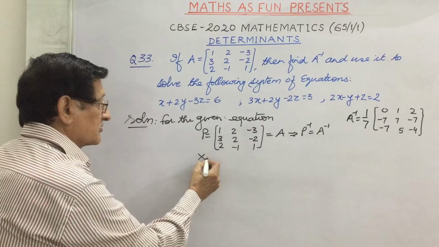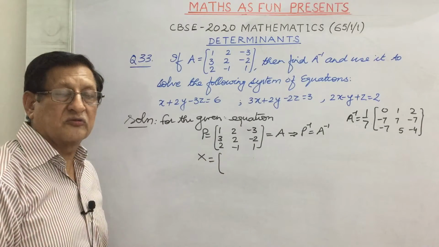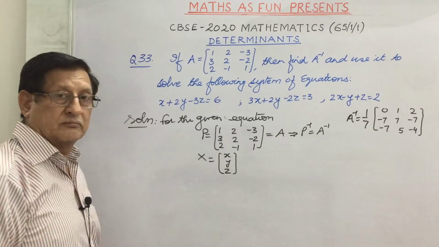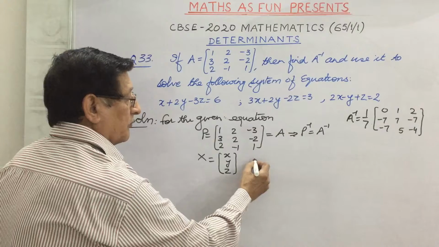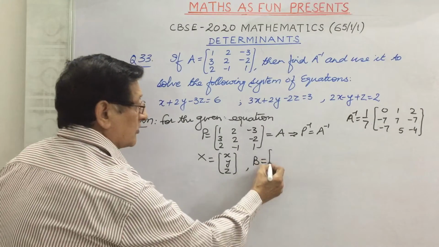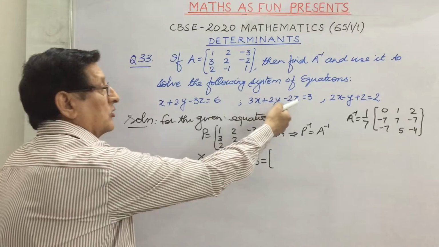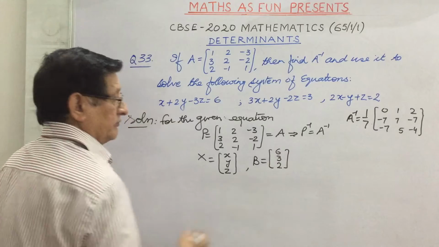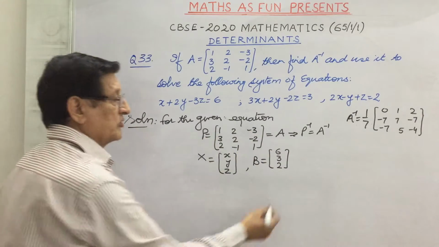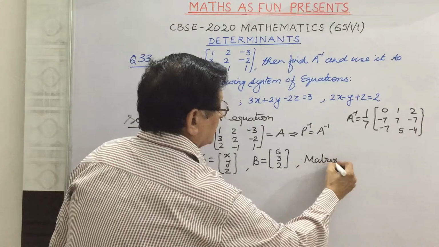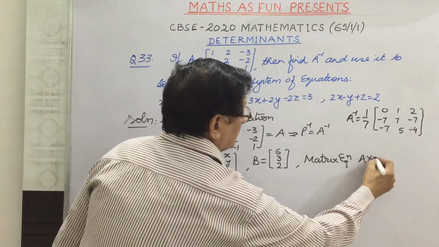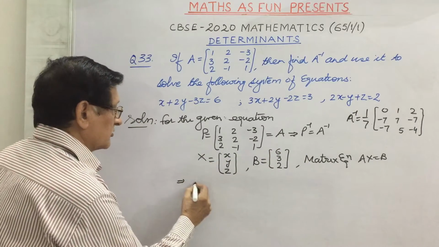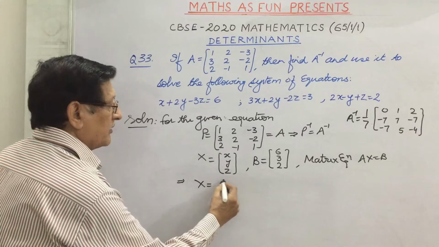Now we go for X. We know X is the column matrix of all the variables, and they are X, Y and Z here. Then we go for B. B is also a column matrix for all the constants, and that is 6, 3 and 2 here. Now we write the matrix equation. We know what is the matrix equation. That is AX equal to B. And when the matrix equation is AX equal to B, we also know that X will be equal to A inverse into B.